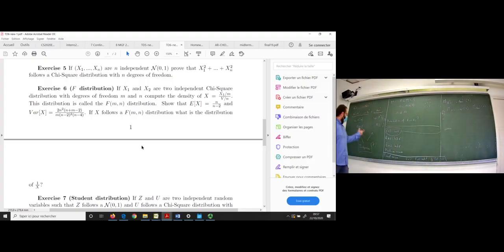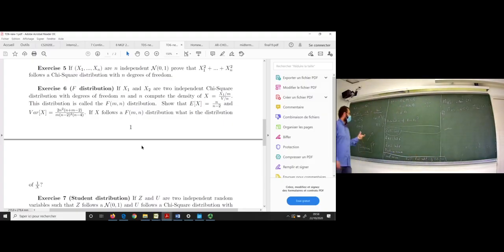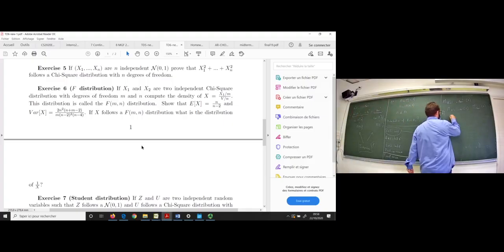And then I use the fact that I know the distribution of each of them. Here, x1 square plus xn square, by the induction hypothesis, follows a chi-square of parameter n. So what is the moment generating function? Something like this: 1 over 1 minus 2t, to the power n over 2.